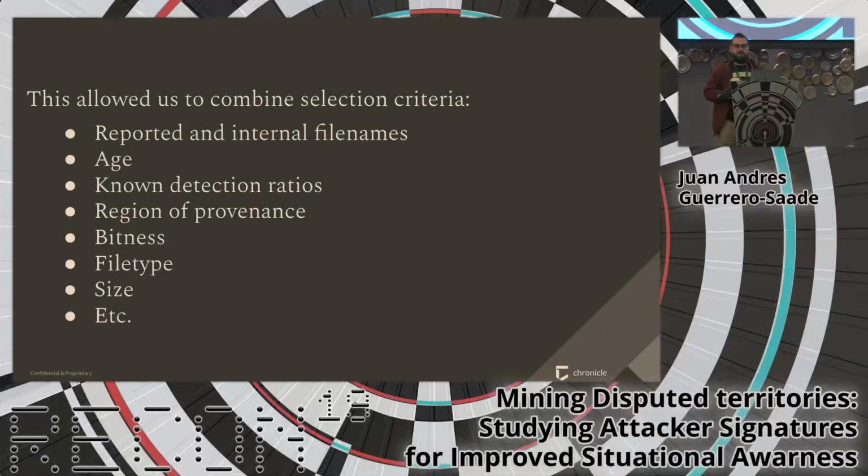Obviously we care about the file names, but we also care about the age of it. We can kind of get a sense of when the signatures were deployed. So you can say, yeah, we would probably be seeing this malware 5 years ago. Does it already have detections from other antiviruses so we know that it is bad or it isn't? What country does it kind of come from? What bitness do the files have? File type, sizes, etc.